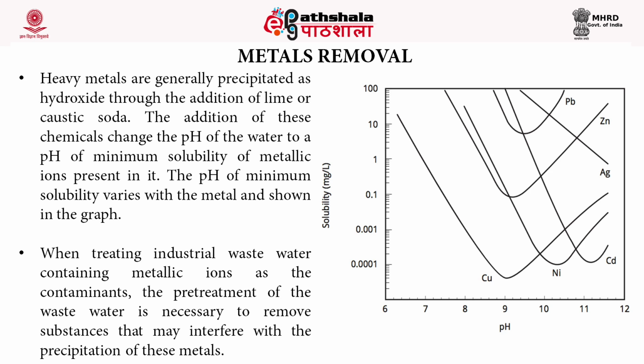When treating industrial wastewater containing metal ions as the contaminants, pre-treatment of the wastewater is necessary to remove the substances that may interfere with the precipitation of these metals. Specifically, ammonia and cyanide ions interfere with the removal of these metals from the wastewater. These interfering contaminants form complexes and limit the removal of metals by precipitation. Further, cyanide can be removed by alkaline chlorination or catalytic oxidation, and ammonia can be removed. Once rendered insoluble, these compounds will tend to precipitate and settle.